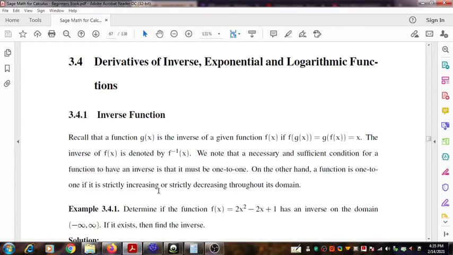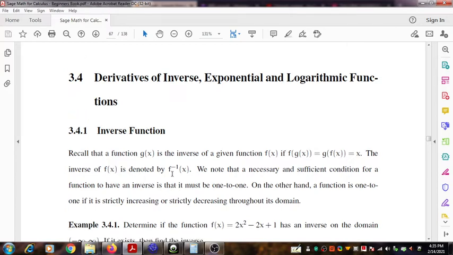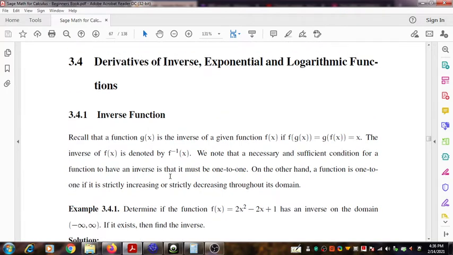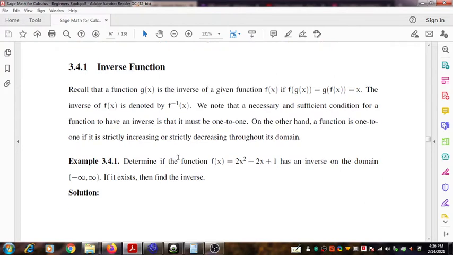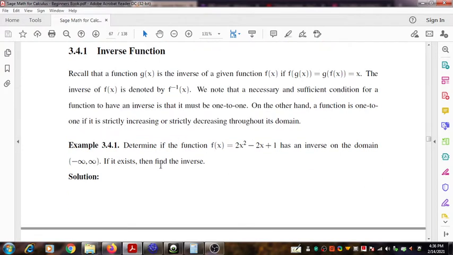Hello, welcome to another video on SageMath. In this video we are going to see how the SageMath system can be used to find the inverse of a function if it exists. We denote the inverse of the function f(x) as f inverse of x. To see more details of finding the inverse, let's discuss an example.